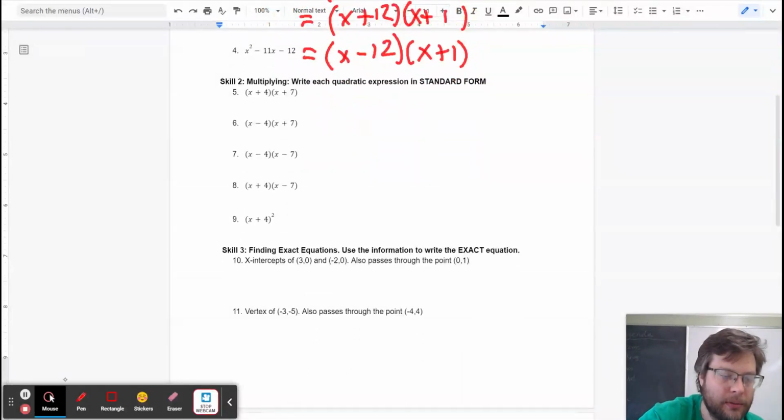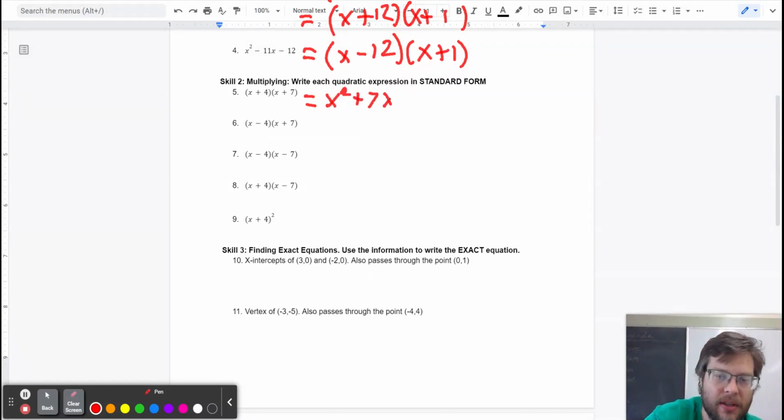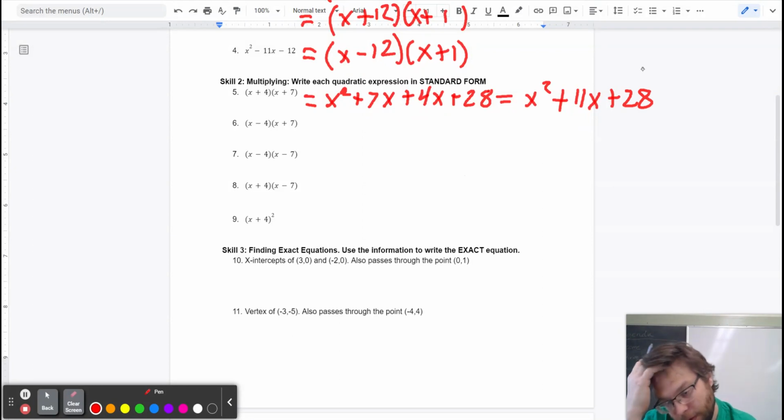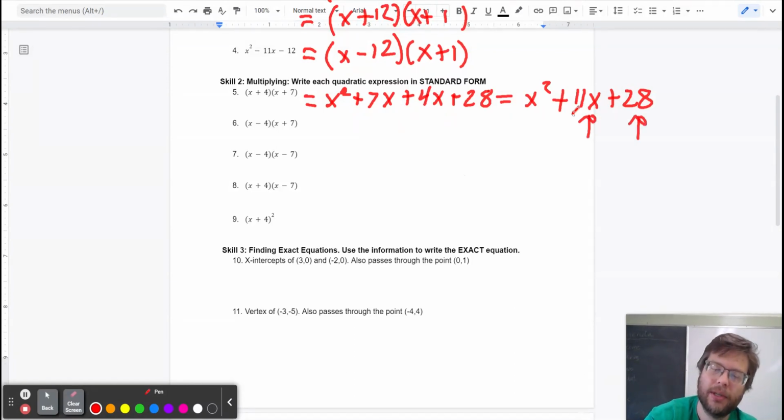Now we're going to do standard form, so we're multiplying it out. So I just do x times x, times 7, x times 4, 4 times 7, and then combine my like terms in the middle to get x squared plus 11x plus 28. Notice this is the same sort of numerical patterns I was talking about on factoring. The two numbers in the parentheses multiply to make 28, and they add to make 11. So if you want to use a shortcut, you can use a shortcut.